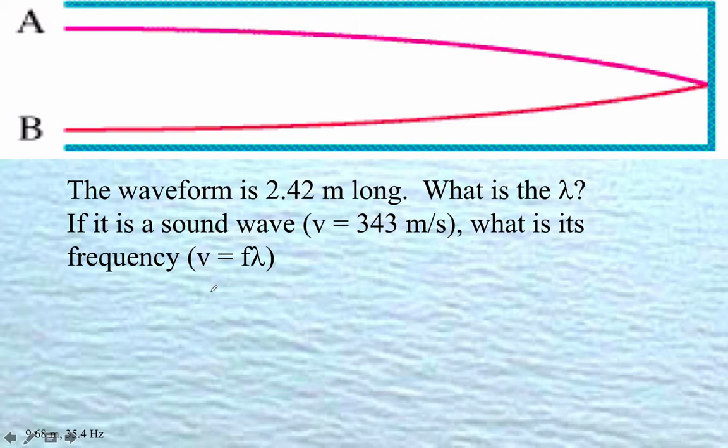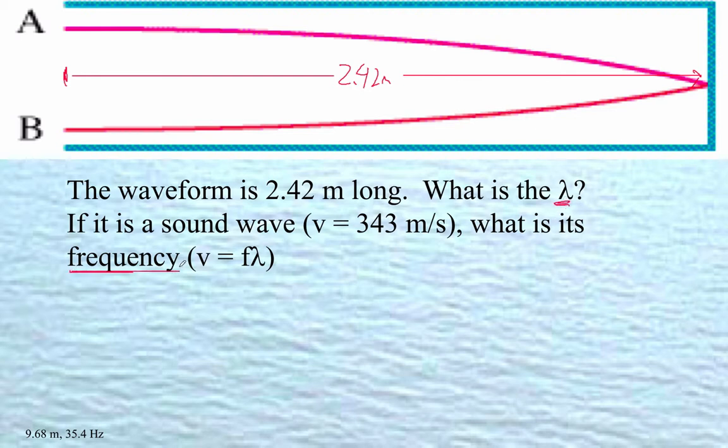Ooh, we've got to do some extra maths here. So the waveform, this whole thing here, is 2.42 meters long, right? Okay, so we want to find the wavelength, and then we want to find the frequency. We're going to find the wavelength, and we're going to use this formula to find the frequency.